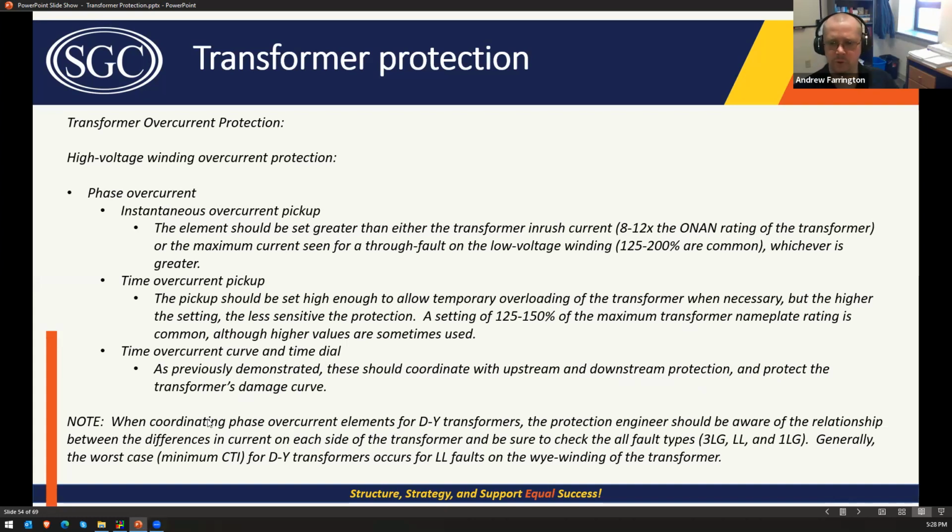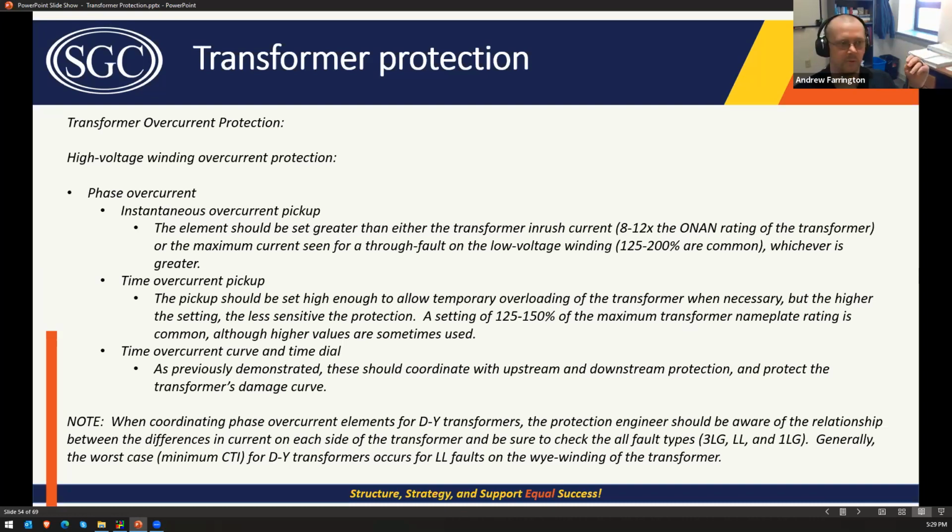This is kind of a cool note, something to keep in the back of your mind. Because of the way the phase currents relate to one another for a delta-Y transformer, when you're looking to figure out what your minimum CTI is for the high side phase overcurrent versus the low side phase overcurrent, the worst case scenario is going to be for a line-to-line fault.